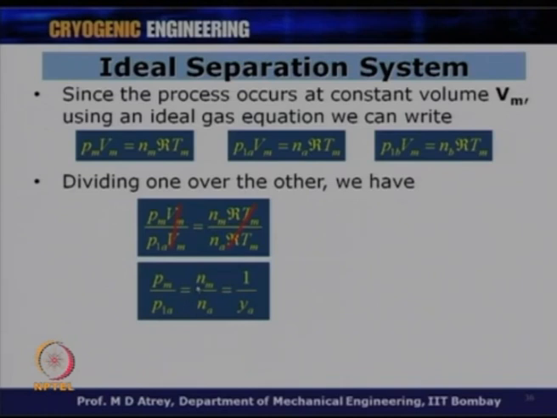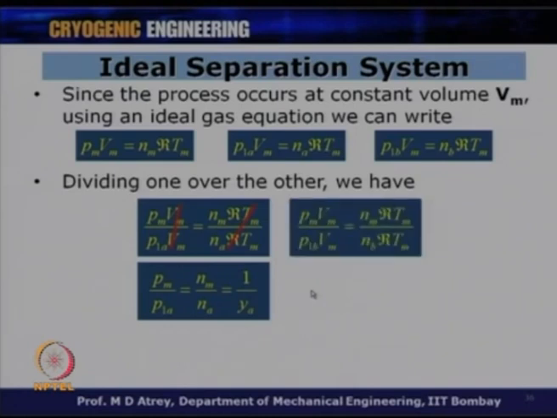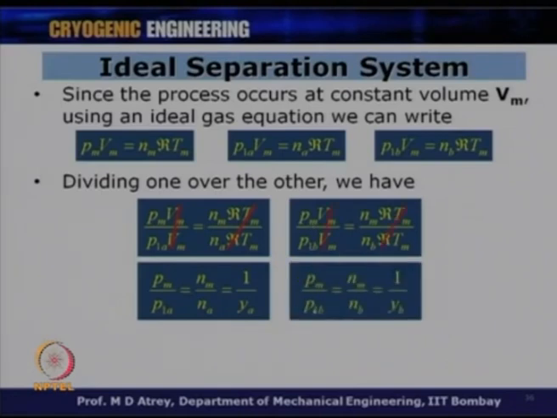So, Pm upon P1A is equal to Nm upon Na, which is equal to 1 by Ya. We know that Na upon Nm, basically moles of A divided by moles of mixture, is equal to the mole fraction of gas A. So, Pm upon P1A ultimately gets reduced to 1 upon Ya. Similarly, I can do the ratio of mixture and gas B also, and I get the same thing, that Pm upon P1B is nothing but Nm upon Nb, which is equal to 1 upon Yb. This is what we get from here now.